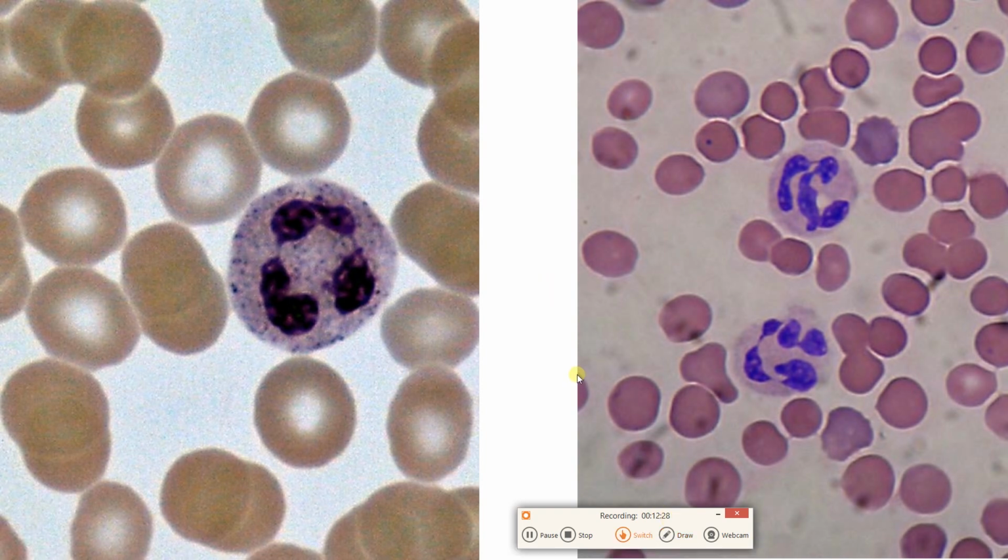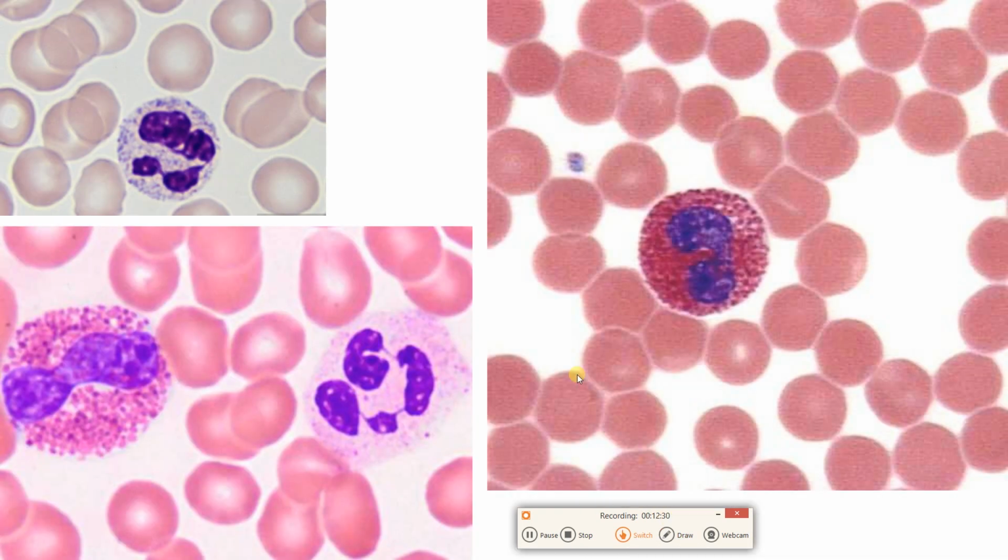I hope so. All right, I've got two different varieties of white blood cells, plus I got a platelet, and lots of reds. So first of all, who is this guy and this guy? They are the same thing. What are they?